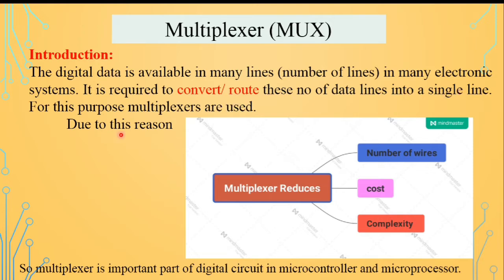Here we use several inputs and they are converted into a single output. For that purpose we use the multiplexer, and by using a multiplexer we reduce the number of wires, the cost of the circuit, and also the complexity of the circuit. The multiplexer is an important part of digital circuits in microcontrollers and microprocessors.